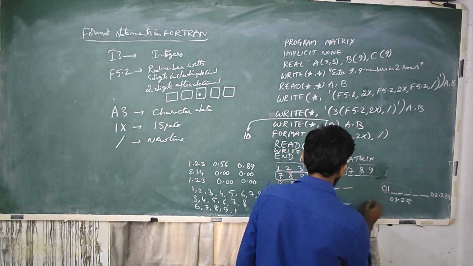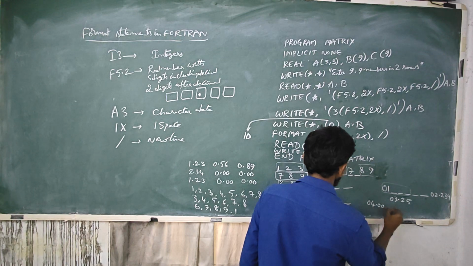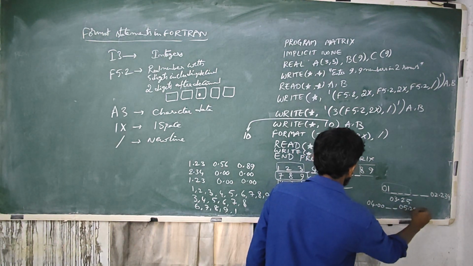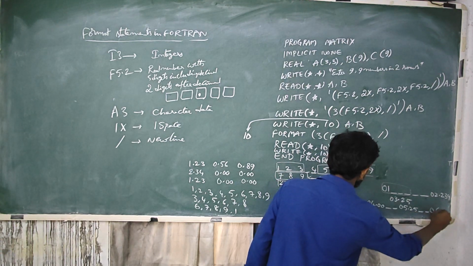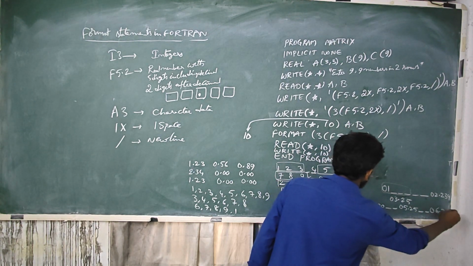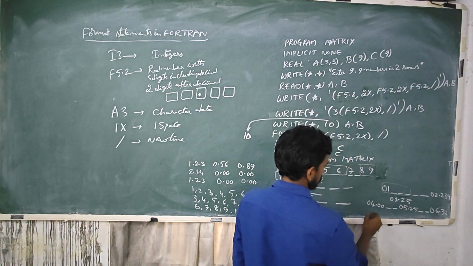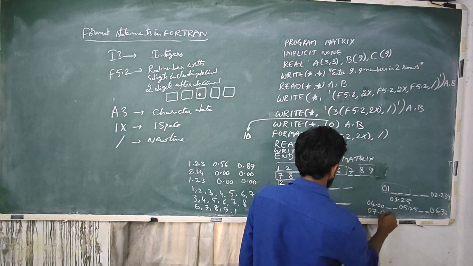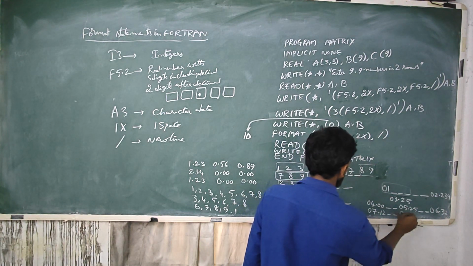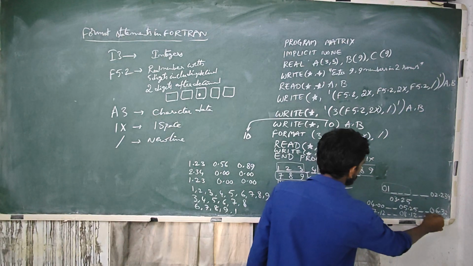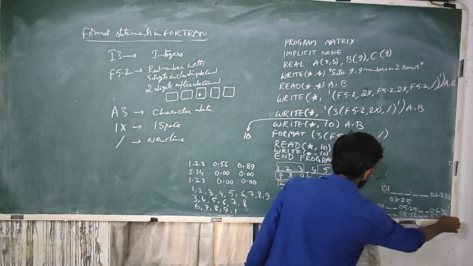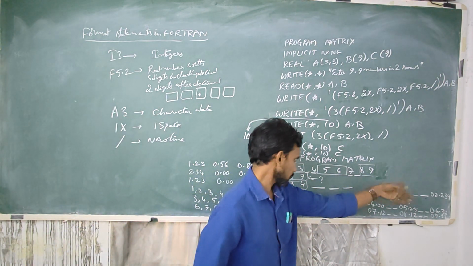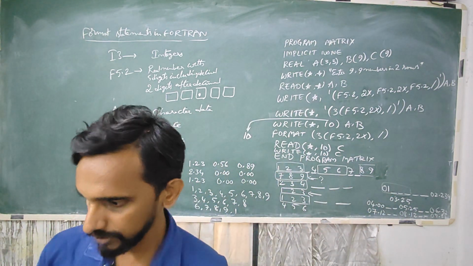For line 2, 04.00, then 2 blank spaces, 05.25, 2 blank spaces, 06.32. Again new line, 07.12, 2 blank spaces, 08.12, 2 blank spaces, 09.23. Just for the first line, give that input.